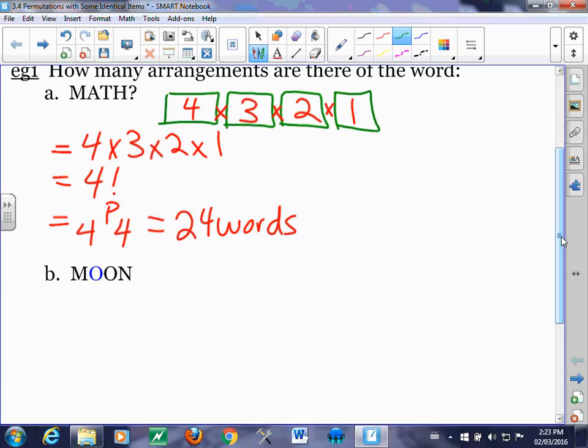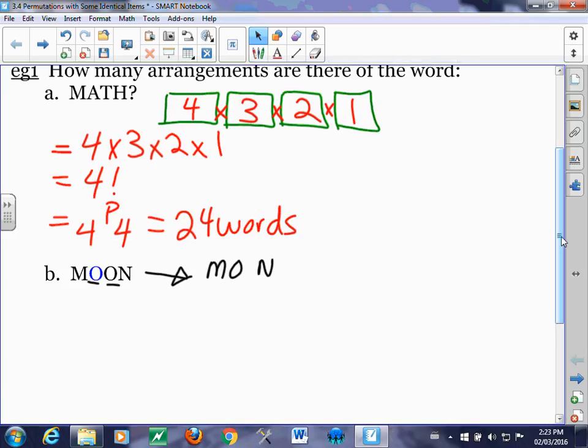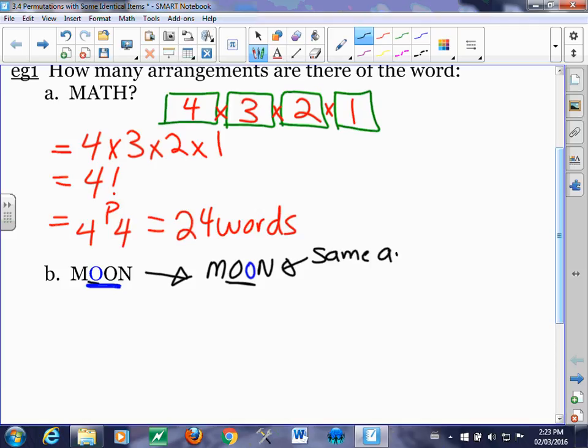Notice we have a couple of repeats here. If I rewrite this M-O, give me a second, I'm going to put the other O in here. Although I've changed the order of the O's, in the first example I got the blue one first, then the black one. In the second one, I got the black one, then the blue one. But what do we have to remember, though, folks? These are still the same arrangement.